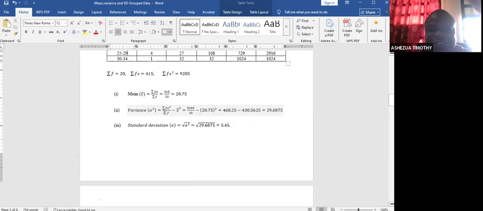Therefore, variance is equal to sum fx squared all over sum f minus x bar squared, which is the mean square. And this is equal to this your sum fx squared. We'll sum it up from that column. We got 9205. Sum f is 20 minus the mean. The mean is 20.75. We said squared, so we have 20.75 squared. If you divide 9205 by 20, you will have 460.25.